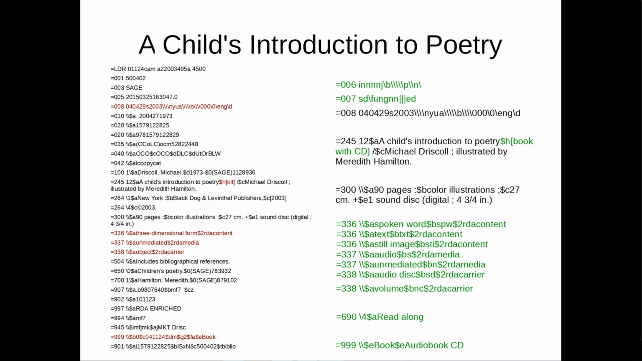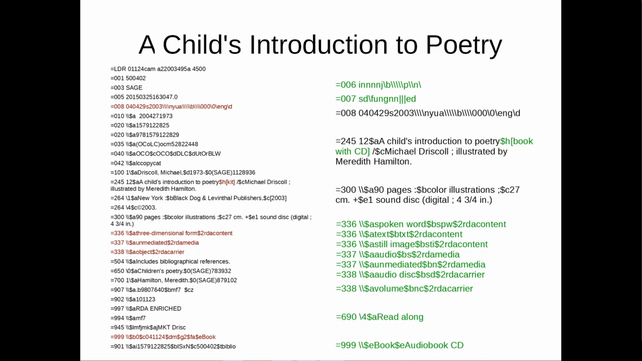We see the 008 on the left side. We see the 33Xs, and we have a 999. On the right side of the screen, what I've done is put that 008 in there, but then added in a 006 and a 007. Neither of those were included in the original MARC record here.